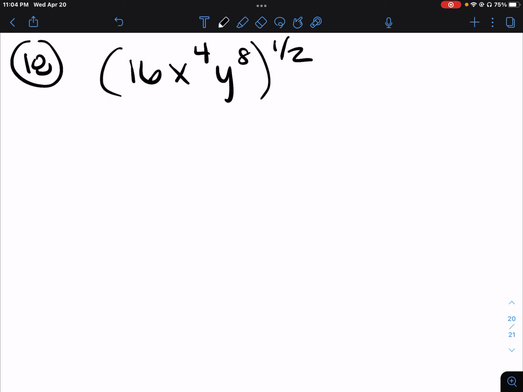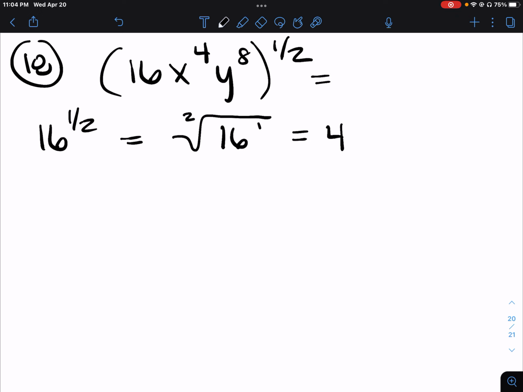Everything's being raised to the 1/2 power. That means for the number, you put it in the root. 1 goes in, 2 goes out. The square root of 16 is 4. So 4 is our number.